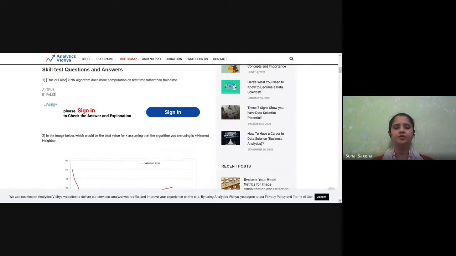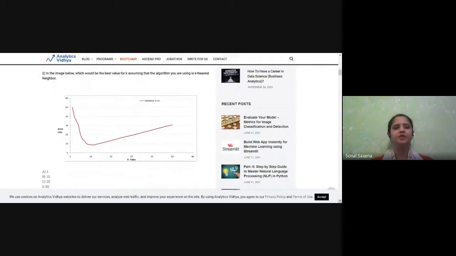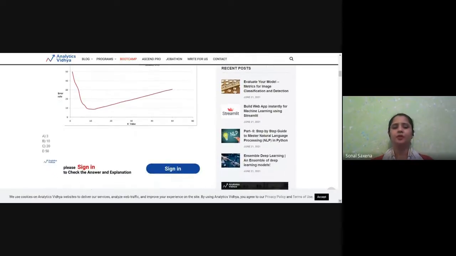Then here is the second question. In the image below, which would be the best value for k, assuming that the algorithm you are using is k nearest neighbor? Is it 3? Is it 10? Is it 20? Or is it 50? You need to find out the correct answer. Hope you have found the correct answer here.